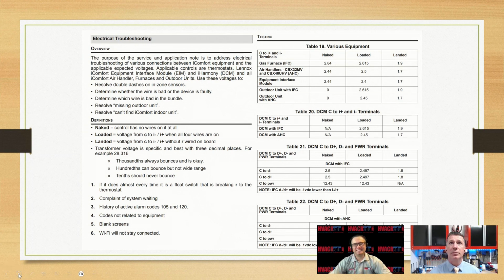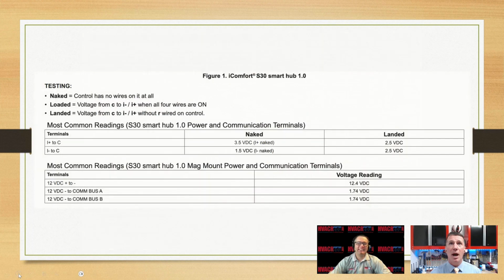Not a big deal. We got four wires. Two are hot, two are communicating. If we're using the smart hub in this particular brand, very clear. Positive to common, around 3.5 volts DC with it naked. Negative to common, around 1.5 volts DC.